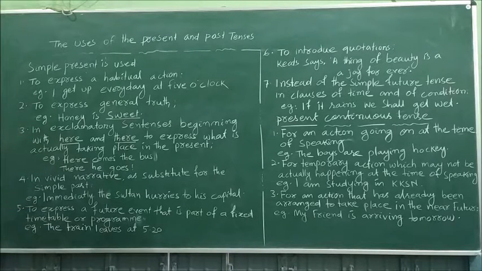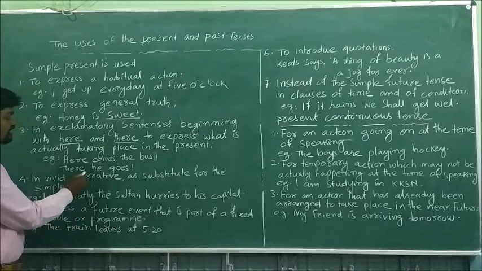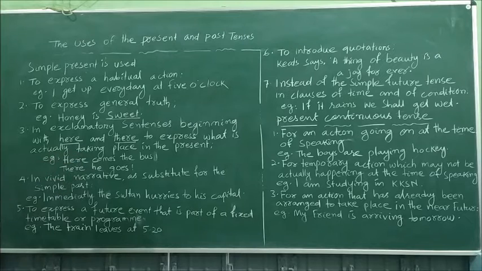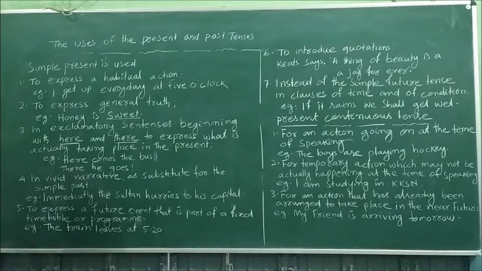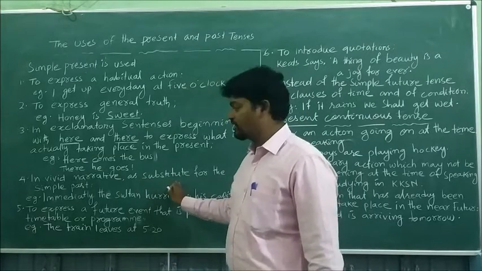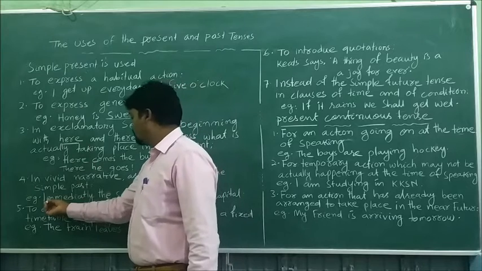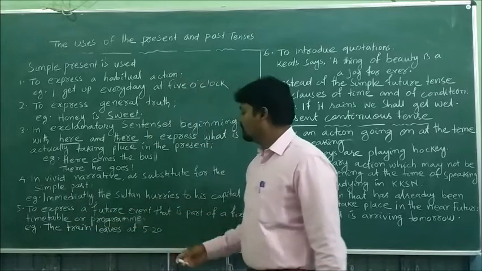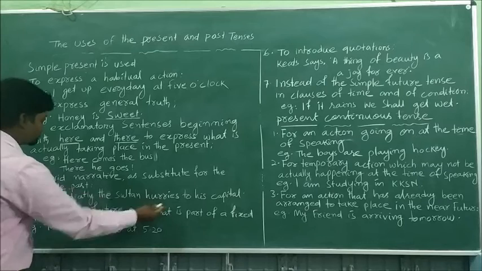Example 3: in exclamatory sentences beginning with here and there, to express what is actually taking place in the present. Example: here comes the bus. There he goes. In exclamatory sentences beginning with here and there, we use present indefinite. Example 4: in vivid narrative, as a substitute for the simple past. When we use the present in vivid narration in place of the simple past, we use present indefinite. Example: immediately the Sultan hurries to his capital. So it is a vivid narrative, a substitute for the simple past.